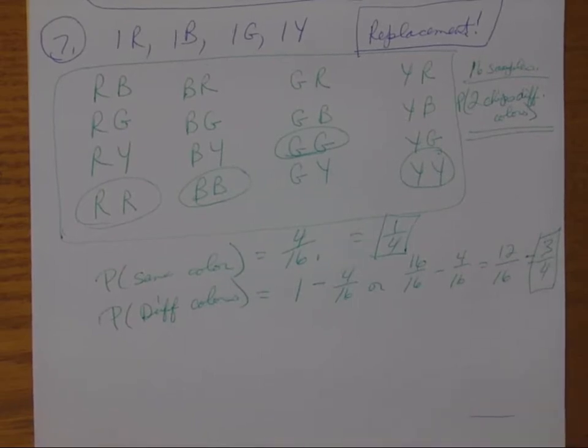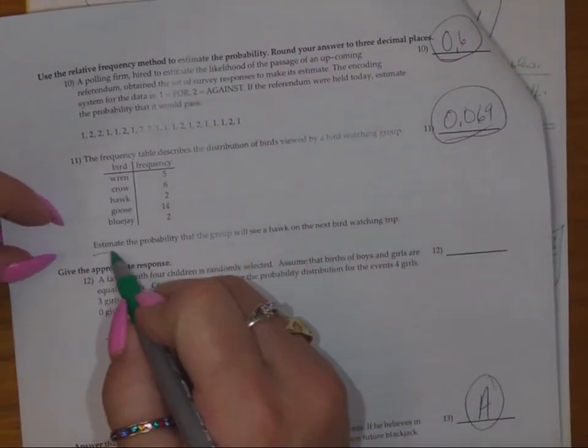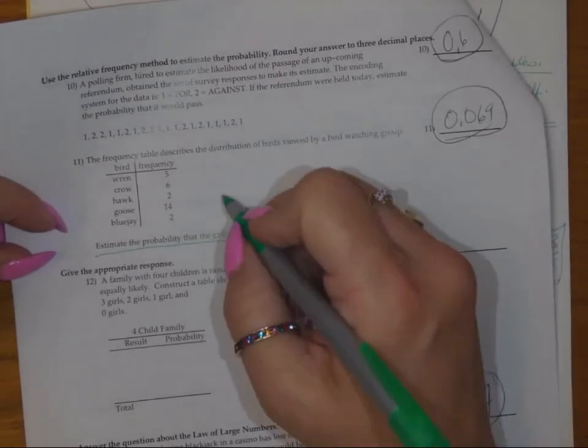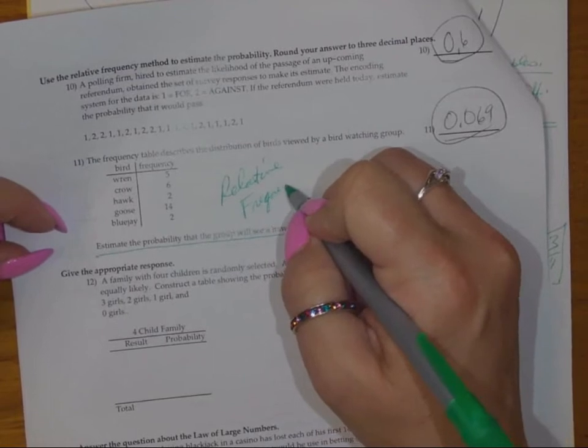All right, so more of that stuff about probabilities. I don't want to work every single kind of probability. I'm looking for stuff that's different. Let's see. The frequency table below describes the distribution of birds viewed by a bird watching group. Estimate the probability that the group will see a hawk on their next bird watching trip. Okay, so, estimate the probability. This guy is a relative frequency probability.